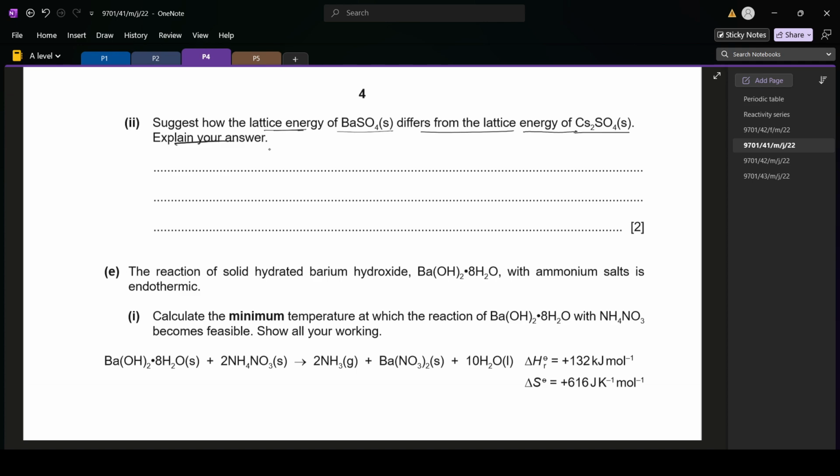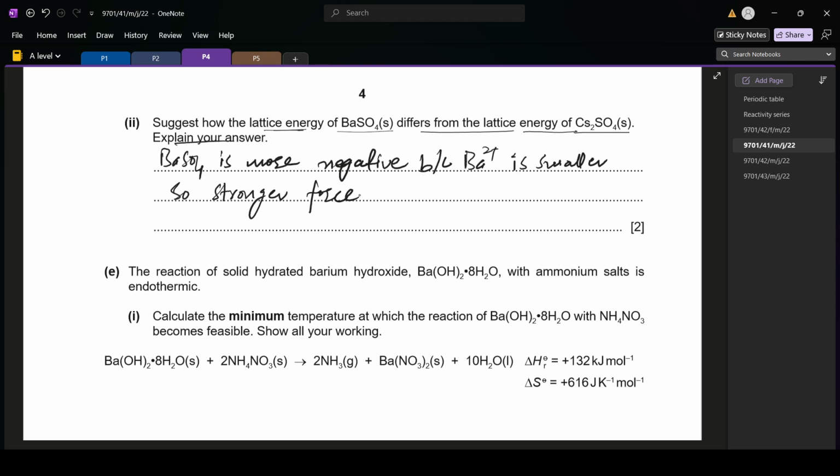So the charge density of barium is lower. Barium sulfate will have a less negative lattice enthalpy, because barium 2 plus is larger, so it has a lower charge density, so there are weaker forces of attraction between ions.